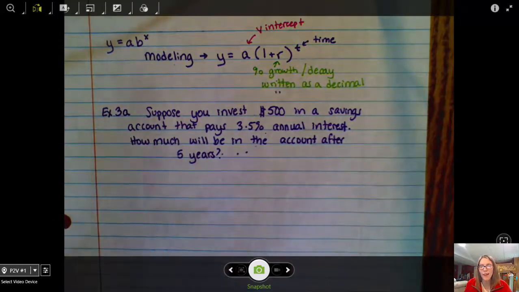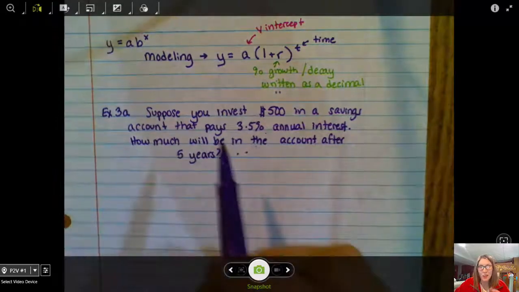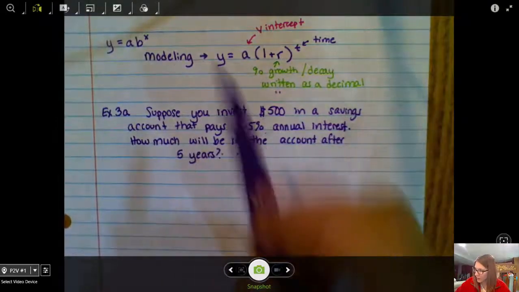But all of these different types of accounts that you guys have or will have in your future deal with exponential growth. All of this percent interest, credit cards, mortgage, student loans, all this stuff, all deals with exponential growth. So again, very applicable in your lives.